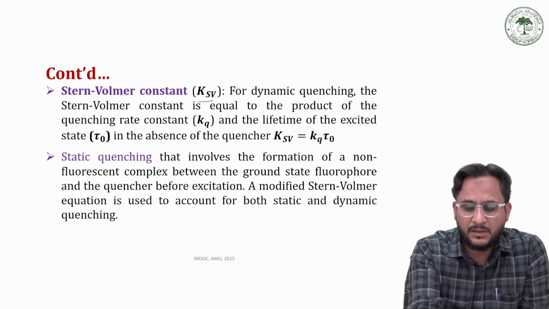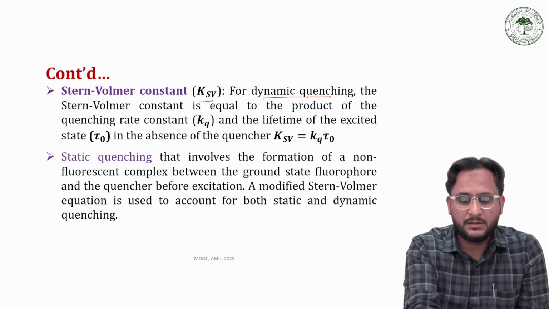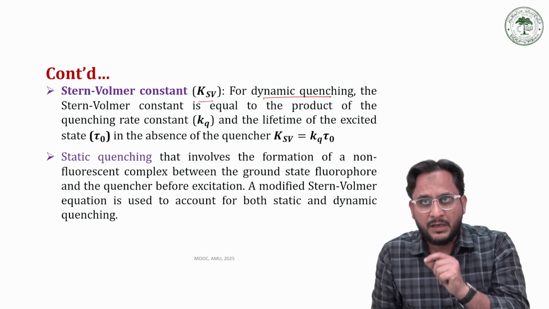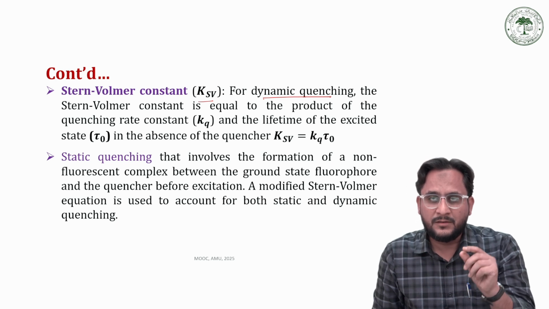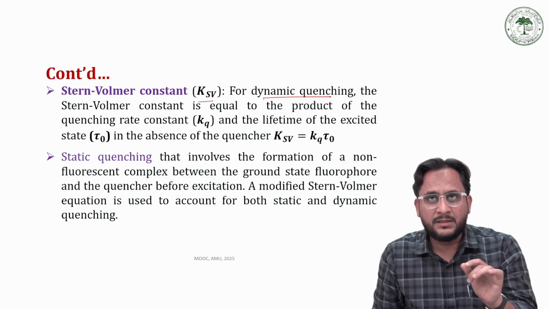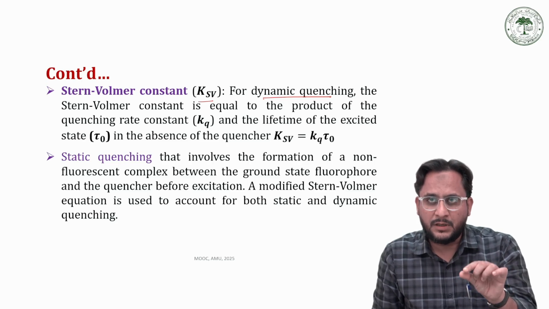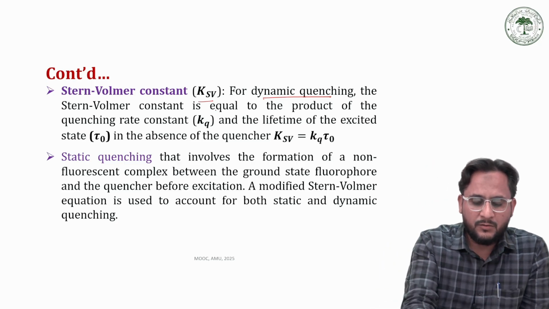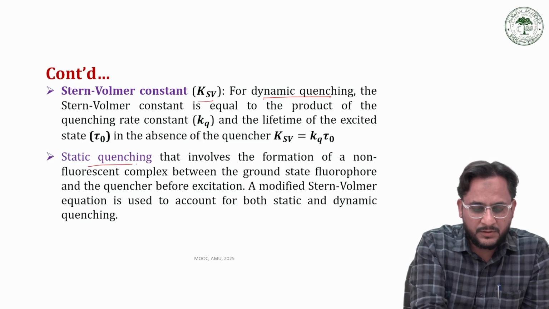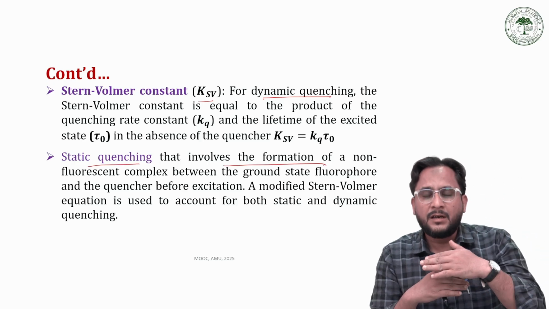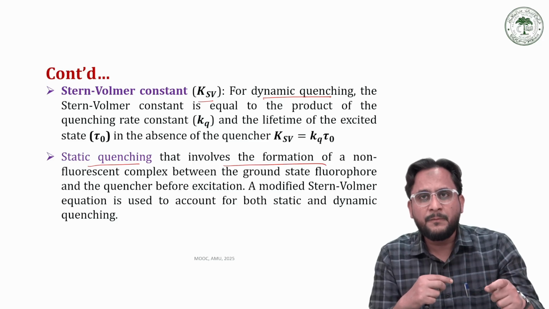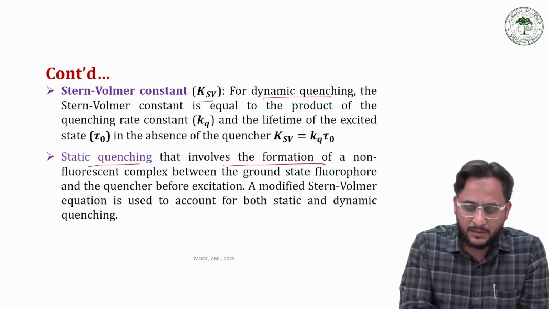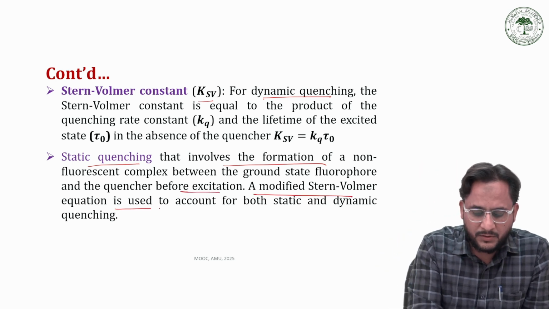The Stern-Volmer constant KSV, defined for dynamic quenching, is equal to the product of the quenching constant KQ and tau naught, which is defined as the lifetime of the fluorescence, meaning the time duration for which the fluorescence light is emitted in absence of quencher. That time duration tau naught, when multiplied by KQ, gives us the value of KSV, the Stern-Volmer constant. In case of static quenching, as I told you, it involves ground state complexation, in which the quencher reacts with the fluorescent molecule, or fluorophore, in the ground state and does not allow the molecule to go into the excited state. Clear? And in this case, a modified Stern-Volmer equation is used.